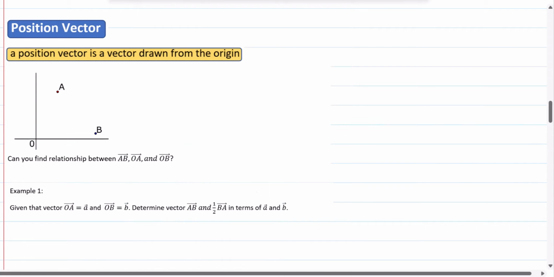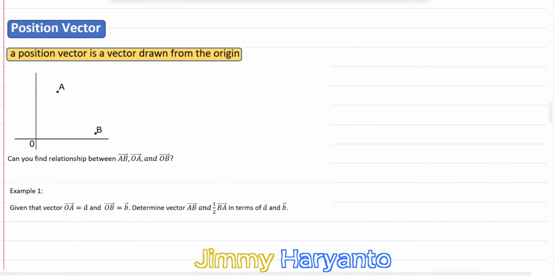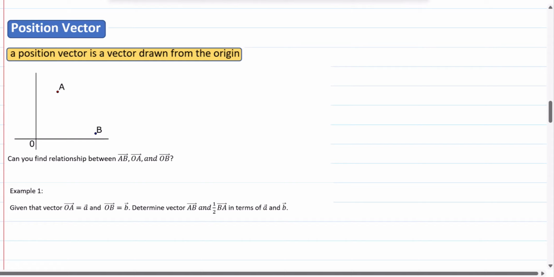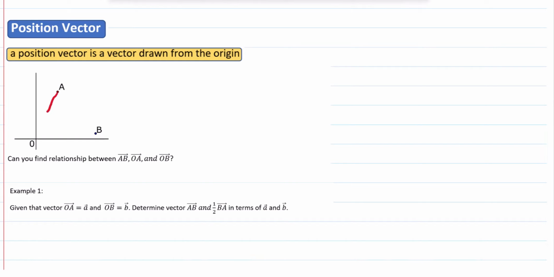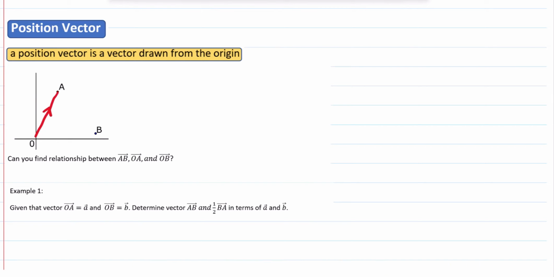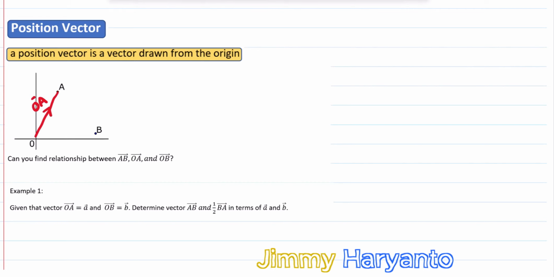Next is position vector. What is a position vector? A position vector is a vector drawn from the origin. Let's say you have a point A right there. If you draw a vector from the origin to A, you will have the vector OA, right? The name of this vector is OA, and OA is the position vector of point A.